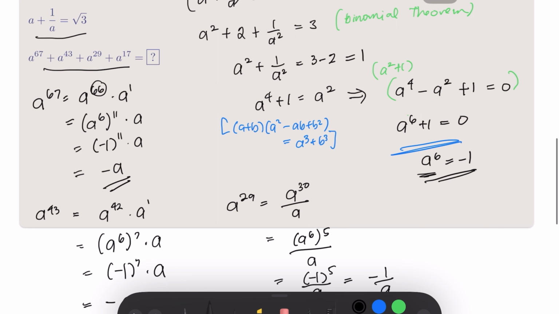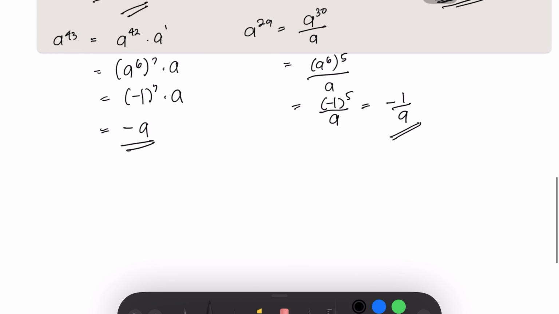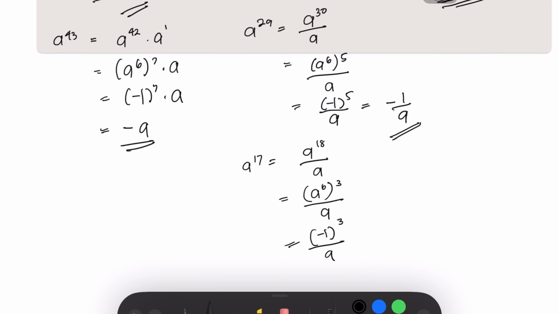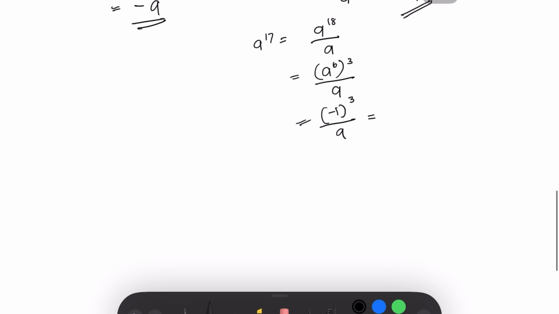We do the same with a to the 17. A to the 17 is equal to a to the 18 over a, is equal to a to the 6 cubed over a, negative 1 cubed over a. Simplify that to get negative 1 over a.